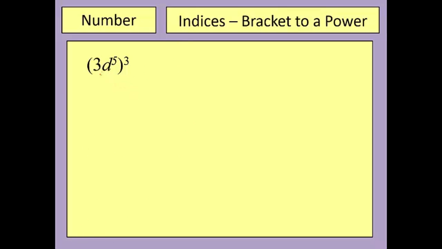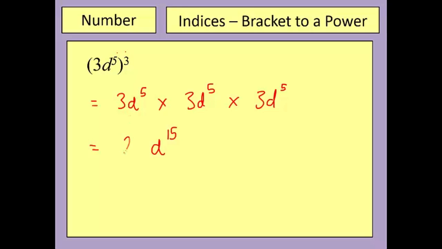Now here's a slightly harder example, but the same logic applies, and I'll show you it in full. So we need to do 3d to the 5 multiplied by itself 3 times, because of this cubed up here. So 3d to the 5 times 3d to the 5 times 3d to the 5. So we have the multiplication law again for indices, so we end up doing 5 add 5 add 5, so we get d to the 15, which is what we expected, because 5 times 3 is 15, and then 3 times 3 times 3 is 27, so that's just like 3 cubed.